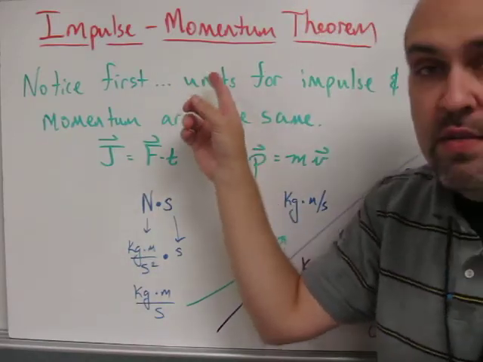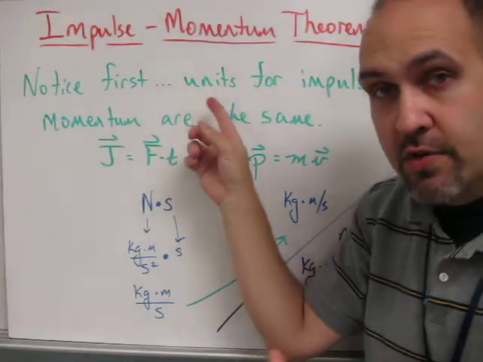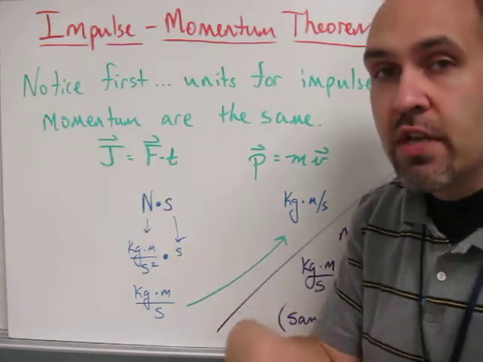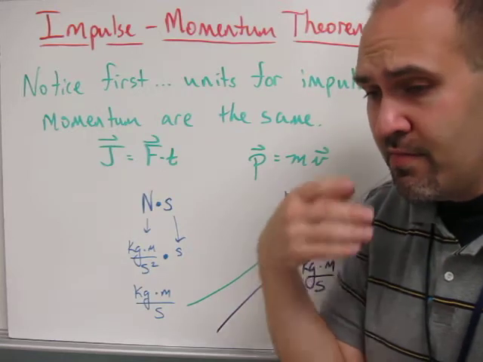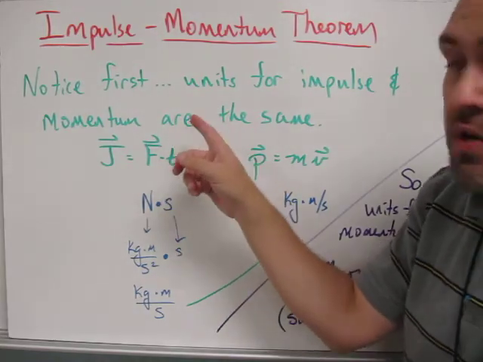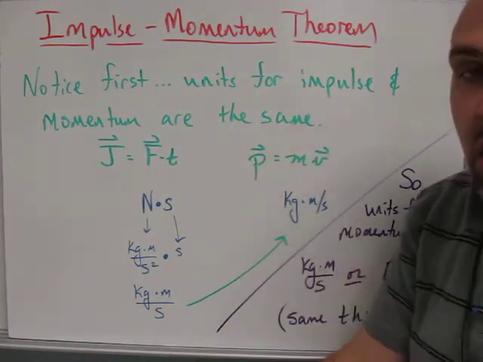So we'll get to this in the next video as well, but just to introduce it here, it's called the impulse momentum theorem. Like I said, if you want to change an object's momentum, its speed or direction, you need to apply an impulse. And notice first that the units for impulse and momentum are the same.